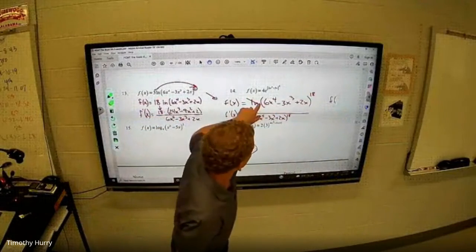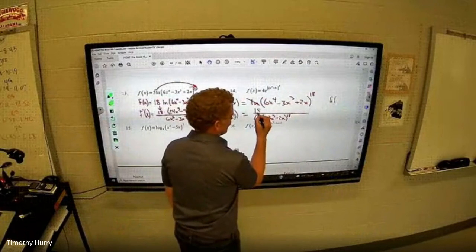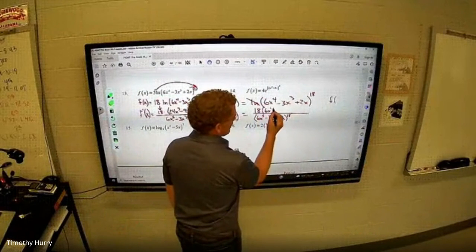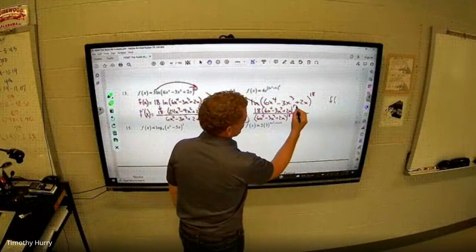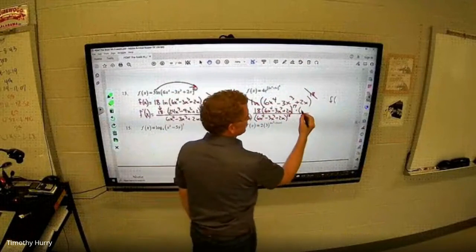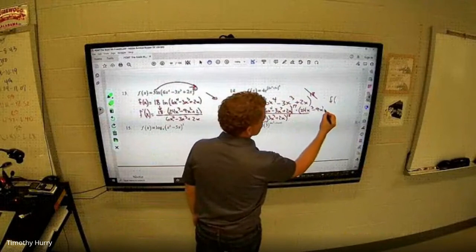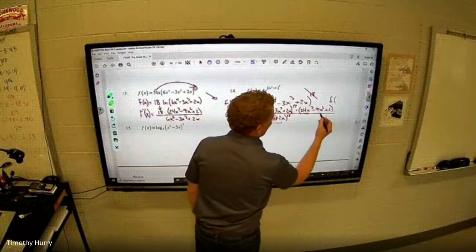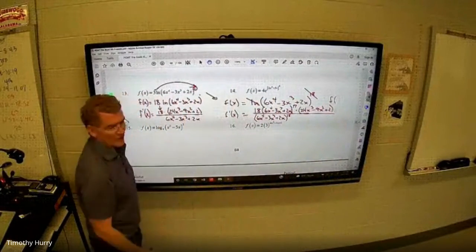So my u is all of that to the 18th. So the derivative of all of that to the 18th ends up being 18 blah to the 17th times the derivative. That takes care of that. Times the derivative of this. This is something I didn't have to do the other way, did I? I didn't have to do this long, ugly power because mine didn't have a power on it.